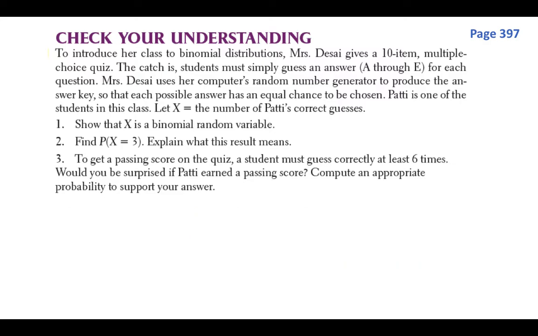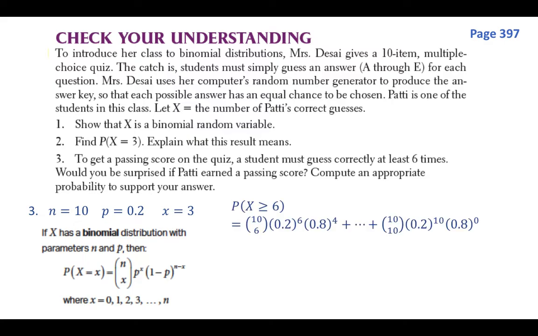And then number 3, to get a passing score on the quiz, a student must guess correctly at least 6 times. Would you be surprised if Patty earned a passing score? So we need to calculate the probability that she gets at least 6 questions correct just by guessing. Again, n is 10, the probability is 0.2, we're still using the same numbers. X is not 3, actually, sorry. We want to use that it's at least 6, so we're looking at 6 or more, so if we do just 6, this is what it would look like.